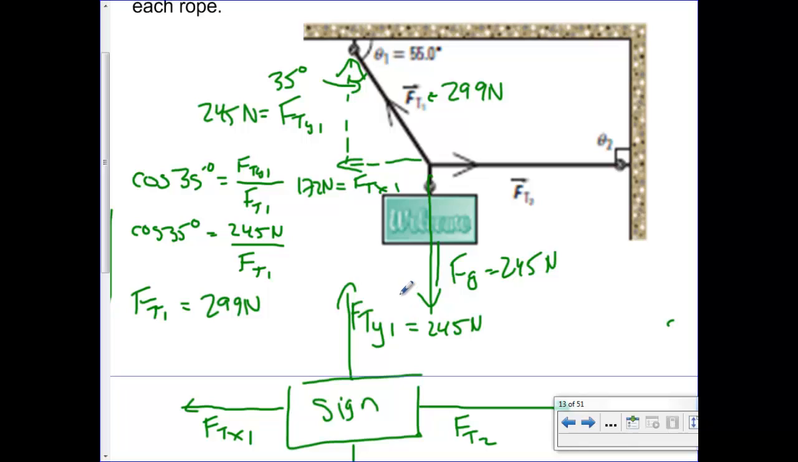Sean? Did you add that to the FTX1? The string that's holding the thing this way? Yeah, so did you add that to that? To this guy right here? Well, that's what that guy will be. Does that make sense? If this string is pulling out at 172 newtons, then this guy right here is also pulling in at 172 newtons. Does that make sense? Because if the sign was stationary, however much force is pulling the sign away from the wall, the string that's keeping it attached to the wall should have the exact same force. On this diagram you drew, which one is the 299?